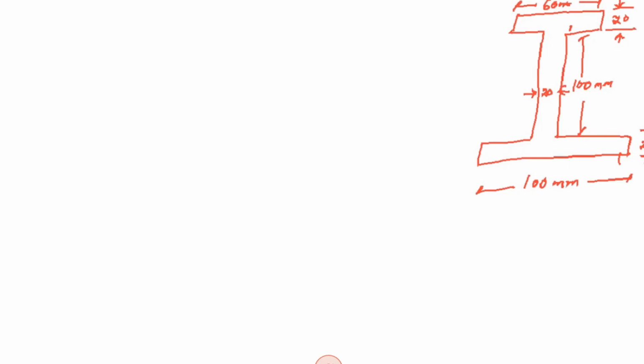You can see if we have to divide this very I section into different rectangles, we can simply do it by making this one rectangle number 1, this will be rectangle number 2, and this will be rectangle number 3. And what we have to find out is the moment of inertia of the section about the horizontal axis.